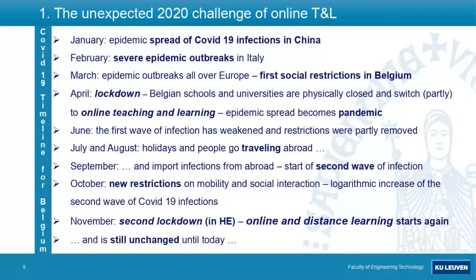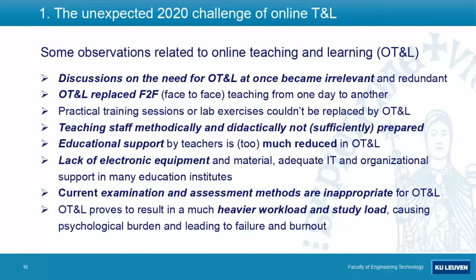Some observations about this period of online teaching. First of all, the whole discussion which was going on until before the first lockdown about the needs of online teaching and learning, this at once became irrelevant. It was not necessary to talk about that anymore because the only way of teaching was online. Then the online teaching and learning replaced face-to-face teaching completely from one day to another. Practical training sessions, that was the big problem, especially in the programs for engineering, for example, or for chemistry, where there were no more lab exercises or technical trainings.